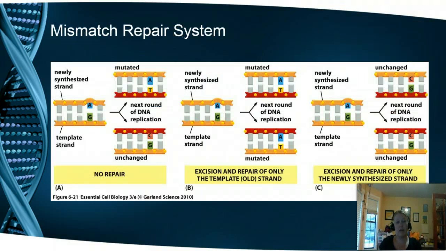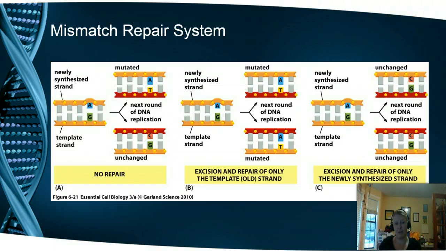So we have a mismatch repair system. This is how we detect our first line. This is the biggest defense we have. And what you can see here in the mismatch repair system is there's a bunch of outcomes for what happens if we don't necessarily repair the error correctly.